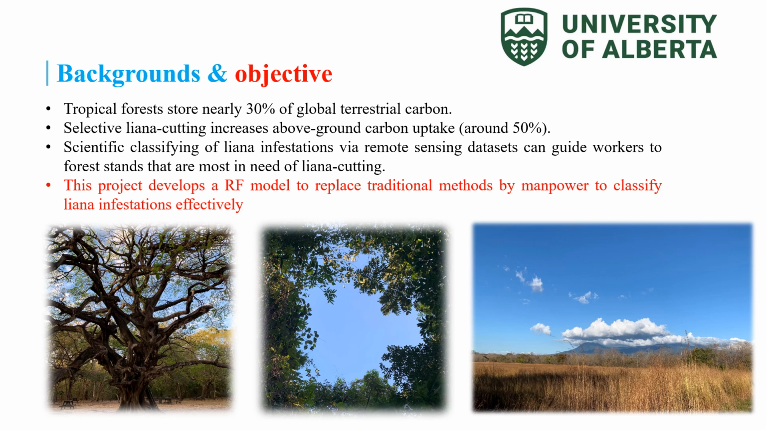As a major carbon sink, tropical forests store nearly 30% of global terrestrial carbon. But lianas are reducing this number, as I mentioned above. Fortunately, there are some studies that prove that selective liana cutting can increase above-ground carbon uptake. That's around 50% each year.